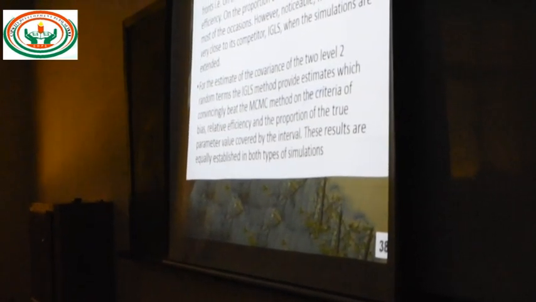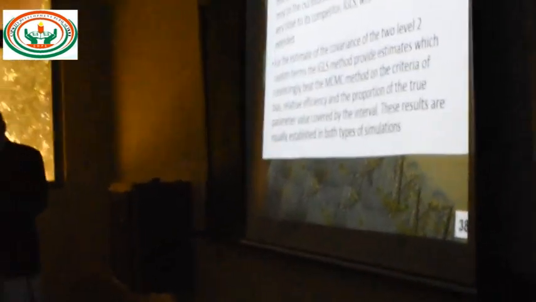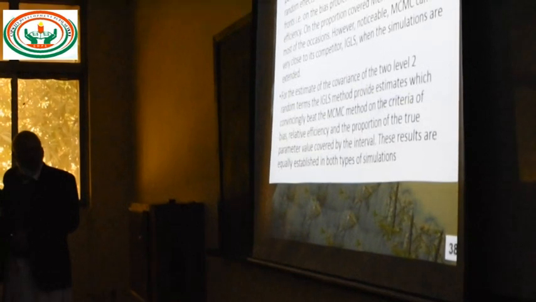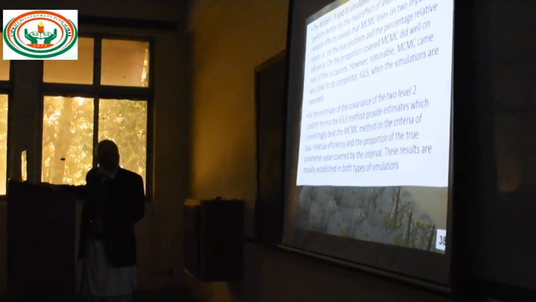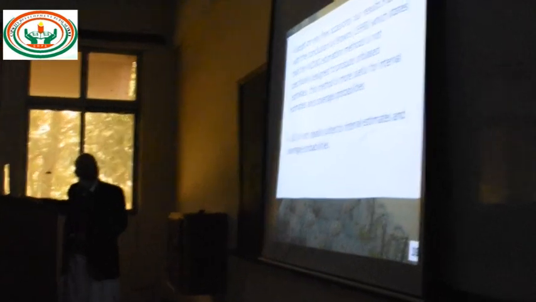For the estimate of the covariance of level 2, when 6 parameters were needed to be estimated, IGLS provided estimates which convincingly beat the MCMC method on the criteria of bias, rate efficiency and proportion of the parameter value covered by the interval. Those results are equally established in both types of simulations.